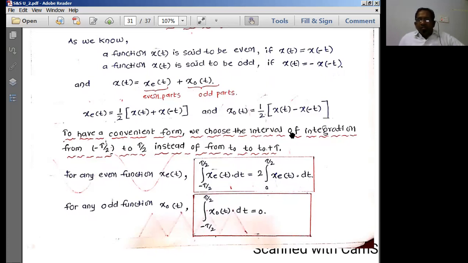Similarly, odd function. When you go with an odd function, what can I have? X of t is equal to minus x of minus t. So the 2 will get cancelled, and I simply get the same thing: x naught of t is equal to minus x of minus t, which is nothing but the odd signal.